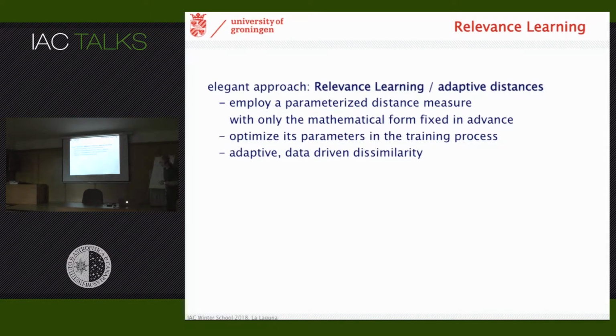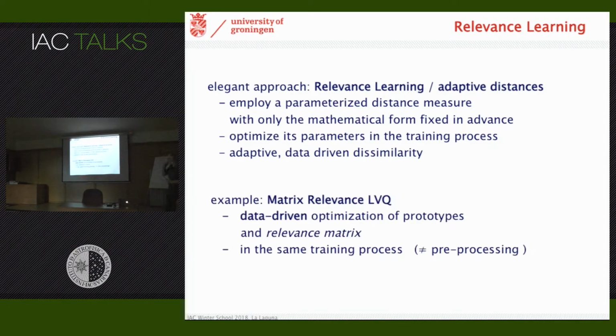So we define only the form of the distance, we optimize its parameters in the training process, in the same data-driven training process as we move the prototypes around. So it's not a pre-processing step and then training of the prototypes, it's one unified approach. And the example I want to discuss is matrix relevance learning vector quantization, names get longer, which is a data-driven optimization of prototypes and a distance which is defined by a relevance matrix. I will show you what that is. So as I said, this is not pre-processing and then training, it's done in one go.